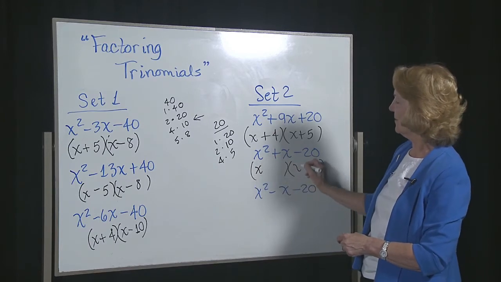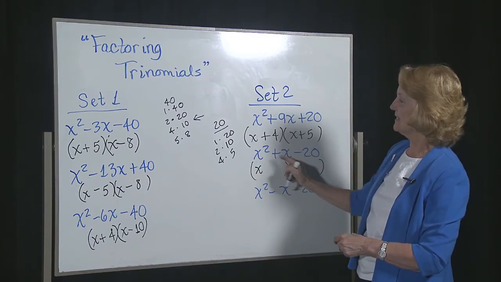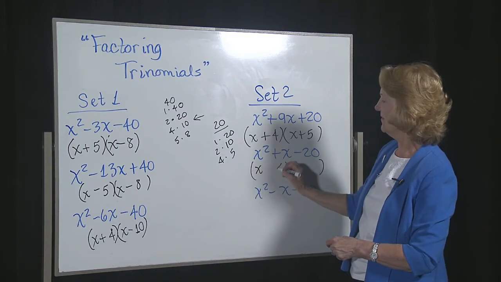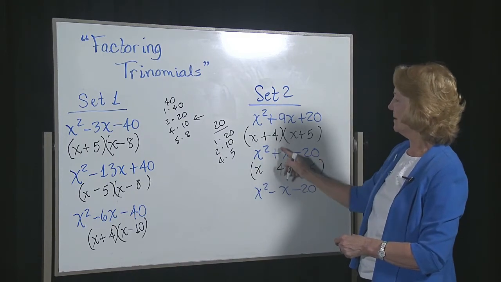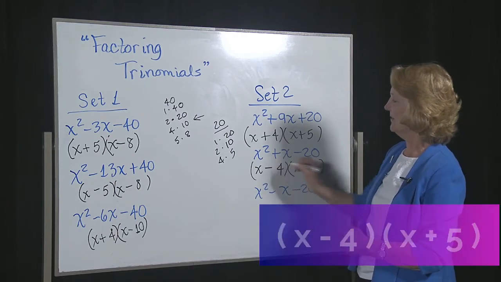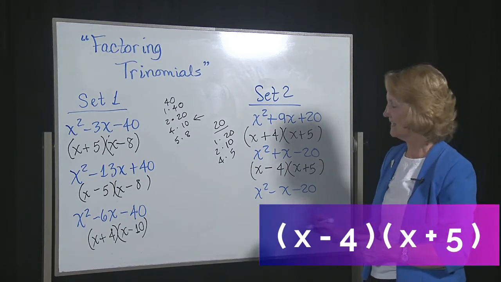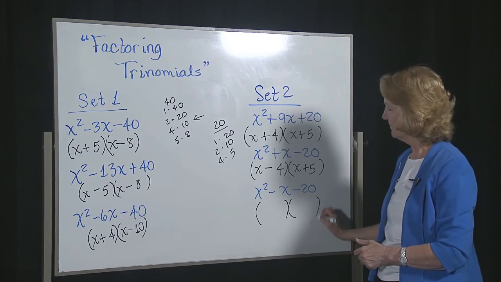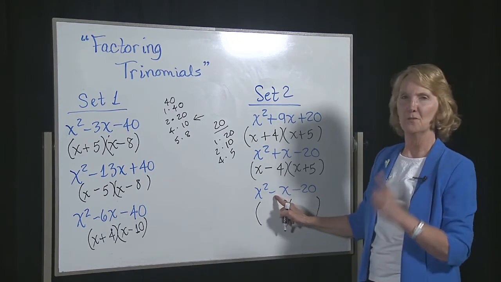Next one, we need a +1x, but we need them to multiply to give us a -20. X squared came from x and x. Numbers that differ by 1, it's going to be the 4 and 5 again. We need it to be a +1x, so that means the 5 had to be positive and the 4 had to be negative.